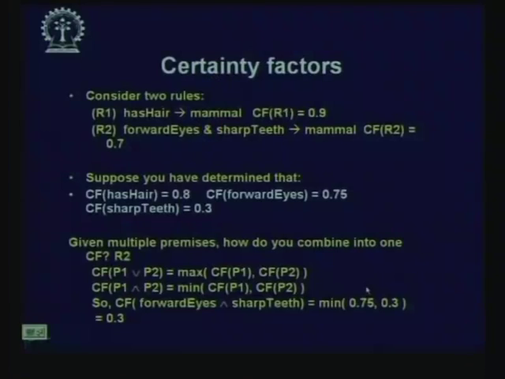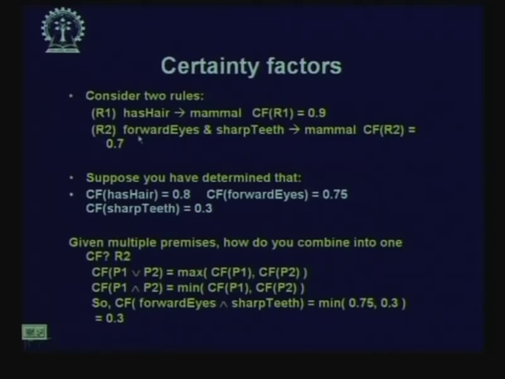Okay. Let us take another, a little more complicated example. Let us consider two rules where the first rule says if some animal has hair, then it is a mammal, and this implication has got a strength of 0.9.